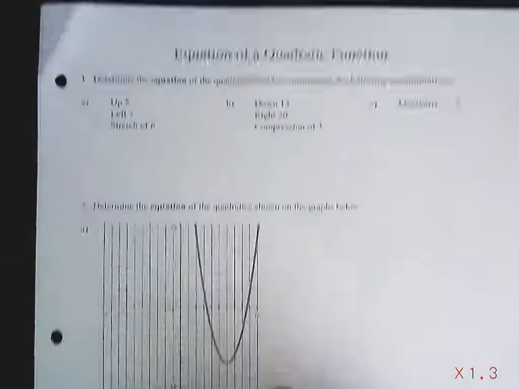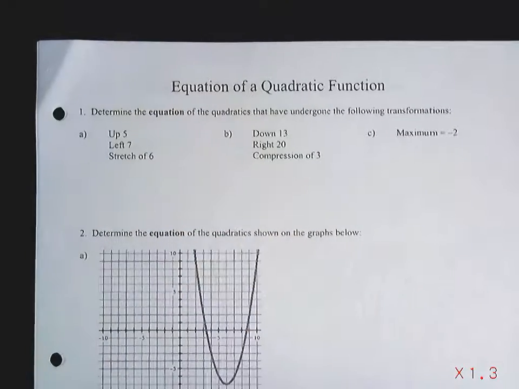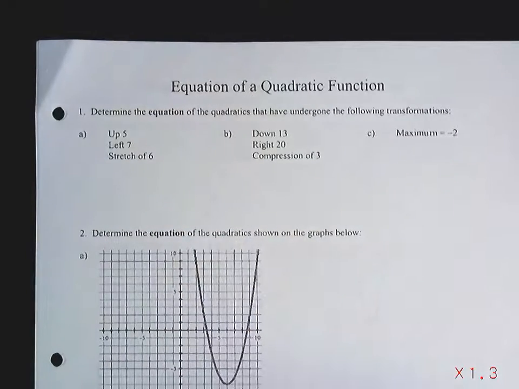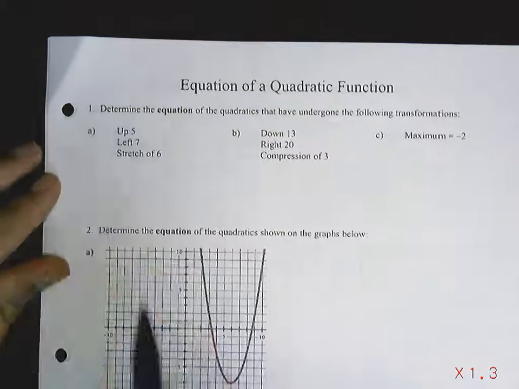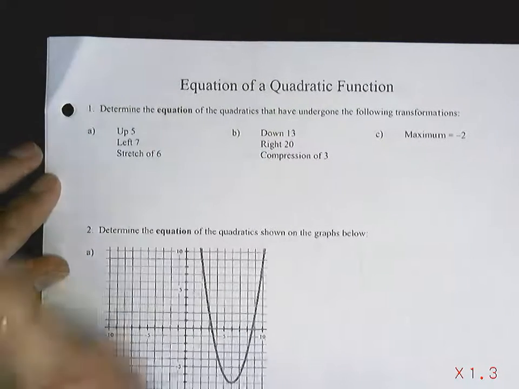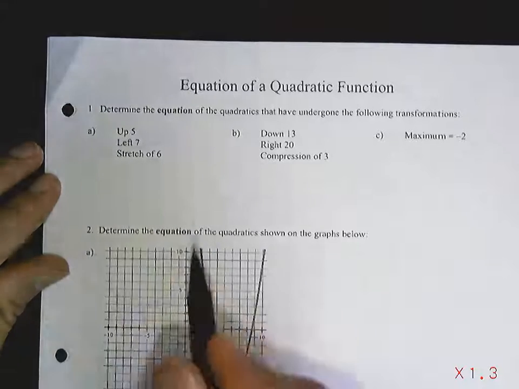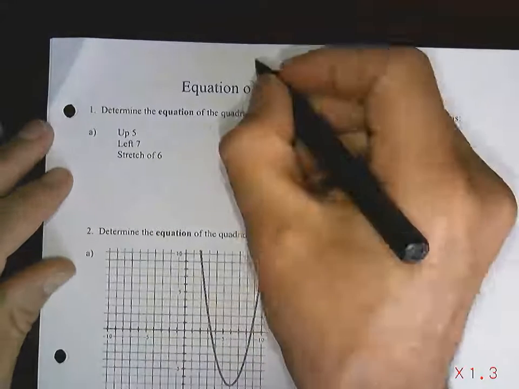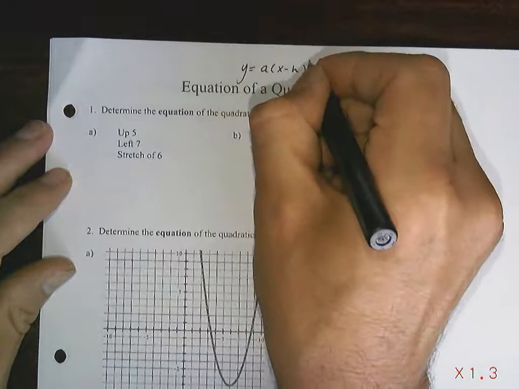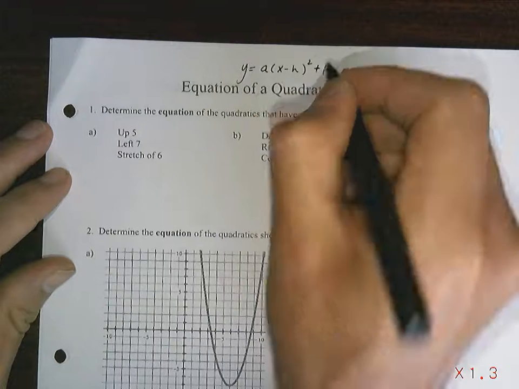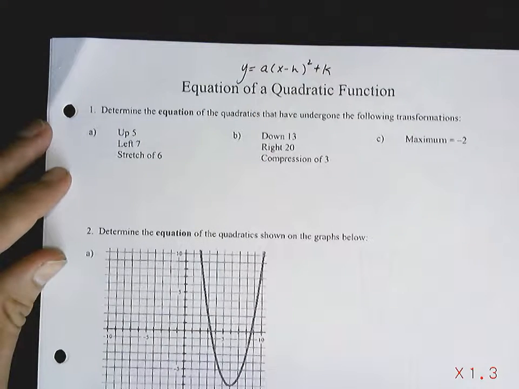So this video is going to teach us how to do the equation of a quadratic function, given information about that function. So, determine the equation of the quadratics that have undergone the following transformations. We need to go up 5, to the left 7, and a stretch of 6. What we really need to keep in mind is this is just a game of determining all the values of a, h, and k.